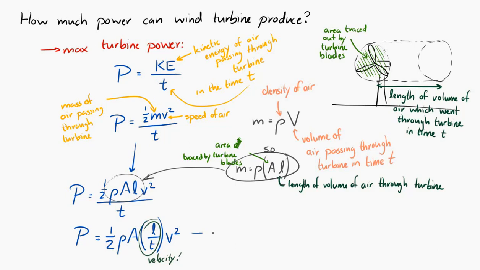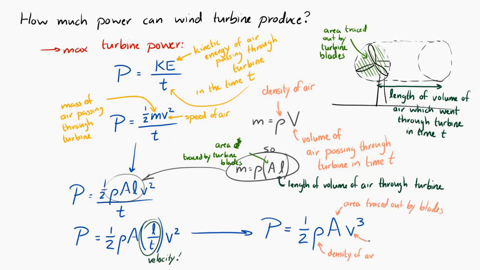So the maximum amount of power that can be taken from the air using a turbine is 1/2 times the density of the air times the area that's traced out by the blades times the speed of the air cubed. Now, that's the maximum amount we can get. Some energy is always going to be degraded in this process, and not all the kinetic energy is transferred to the blades. But this gives us a maximum bound for the amount of energy.